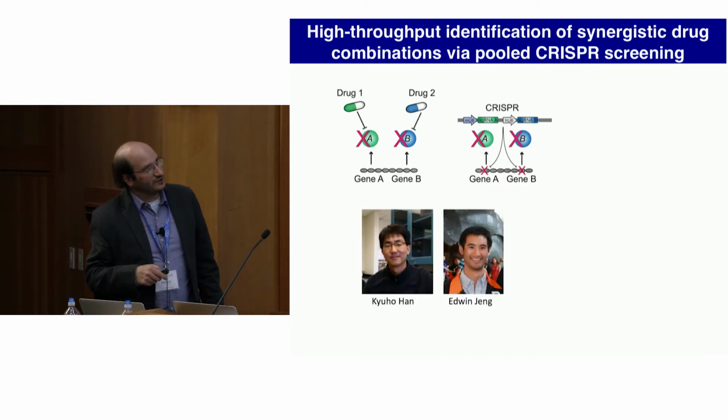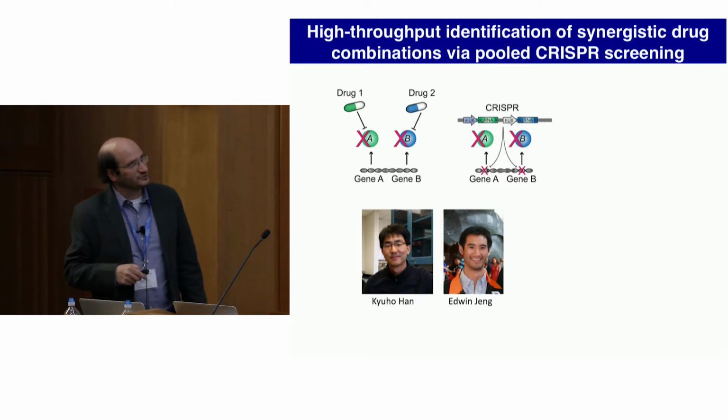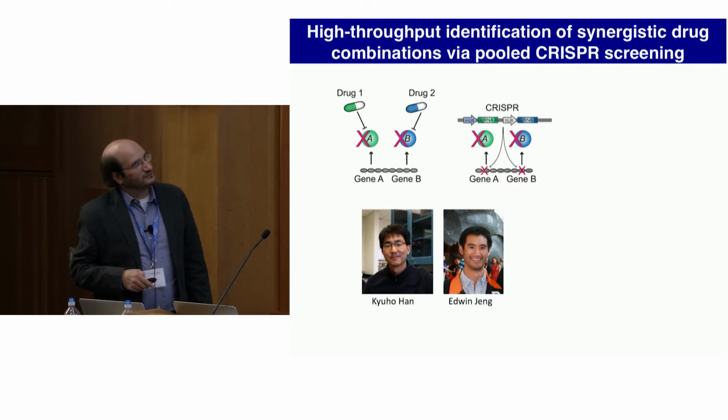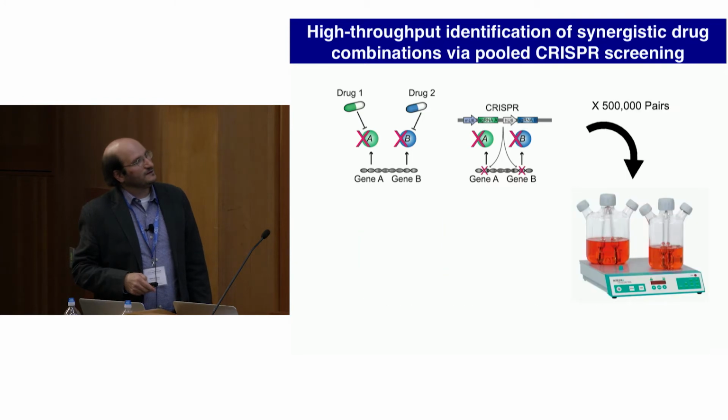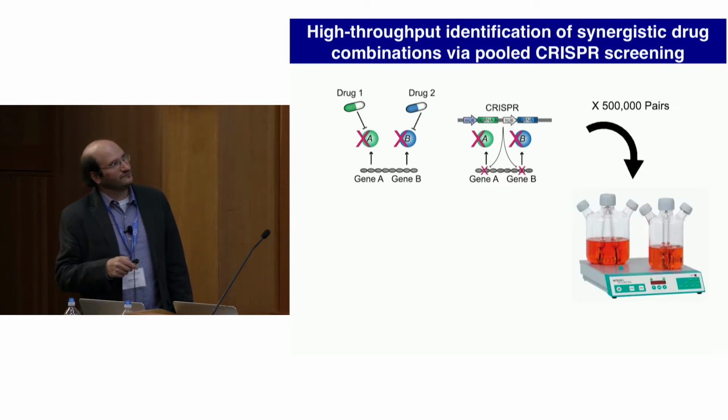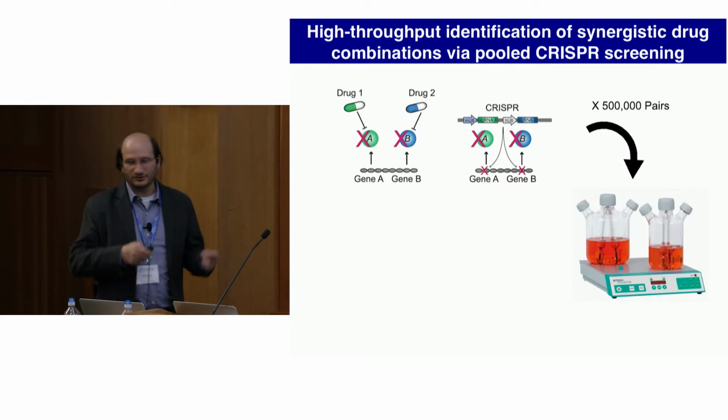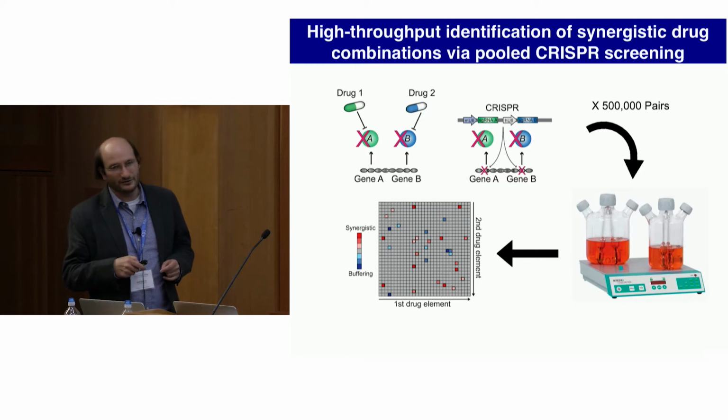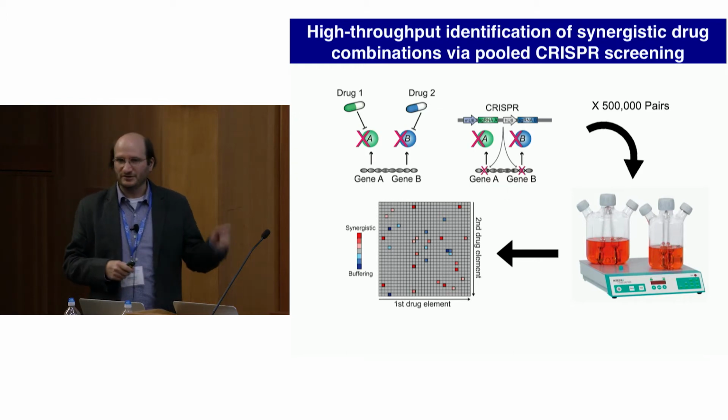This is the work of Kyo Han and Edwin Zheng in the lab, a very talented postdoc and a great graduate student who were helped by David and Amy. And the idea is we generate a very large library, in this case 500,000 pairs of guide RNAs that target combinations of genes which have drug targets. And the idea is, can we pull out synthetic lethal combinations that might be effective in cancer?